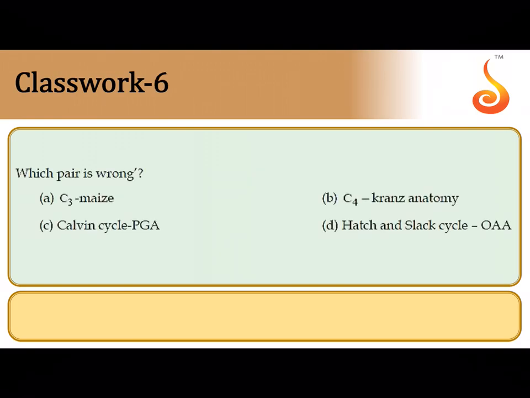Which pair is wrong? Now, the very first option is wrong because maize, the grass family, and sugarcane, all of them are not C3 plants, they are C4 plants. Now, why do we call them C4 plants? Because the first stable compound that is formed during the dark reaction, where there is biosynthesis of organic compound, is C4, that is, a 4-carbon compound. But here it is wrongly given that maize is a C3 plant, whereas maize actually is a C4 plant.